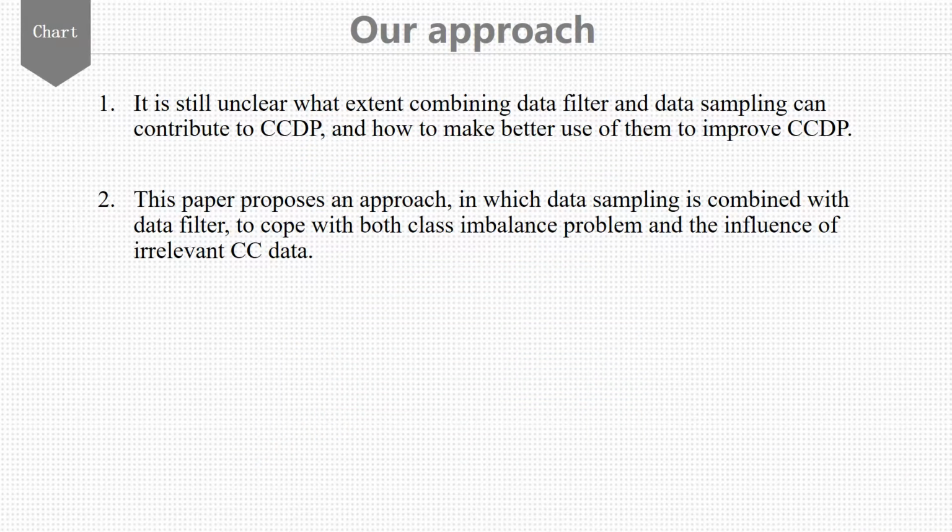Since it is still unclear to what extent combining data filter and data sampling can contribute to CCDP, and how to make better use of them to improve CCDP, our paper proposes an approach in which data sampling is combined with data filter to cope with both the class imbalance problem and the influence of irrelevant CC data.